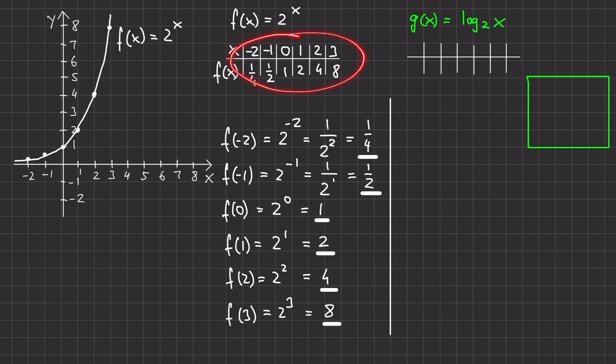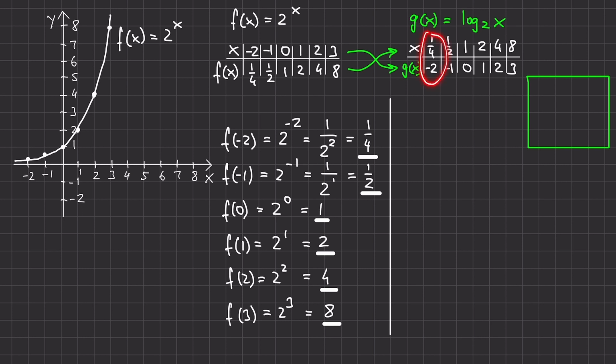We can reverse these coordinates to get the coordinates of the inverse function g of x. So the ordered pair 1/4, -2 is going to be this point. 1/2, -1 is going to be this point. 1, 0 this point. 2, 1 this point. 4, 2 this point. And 8, 3 this point.